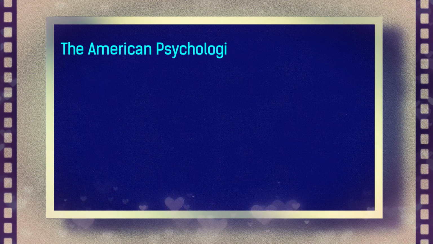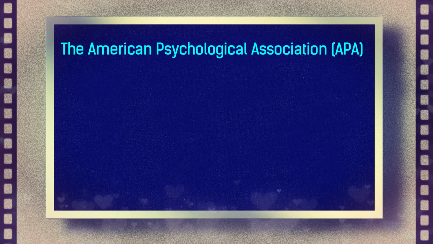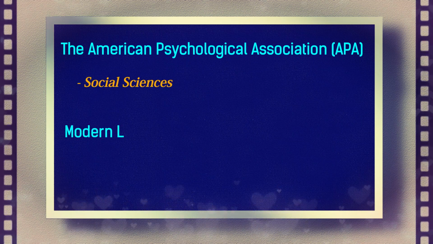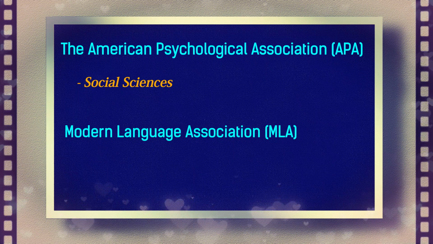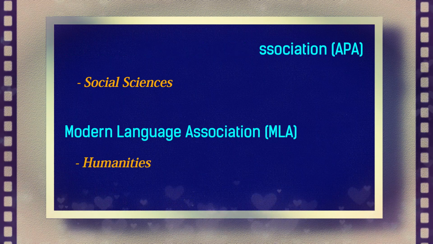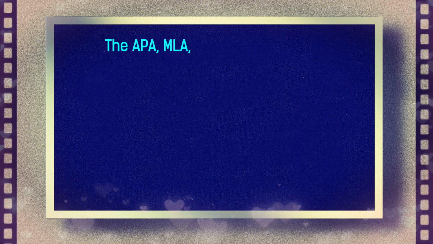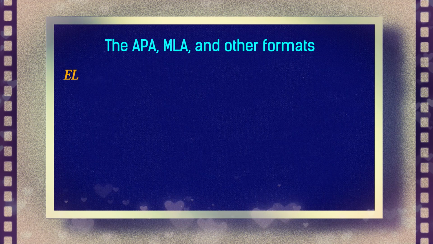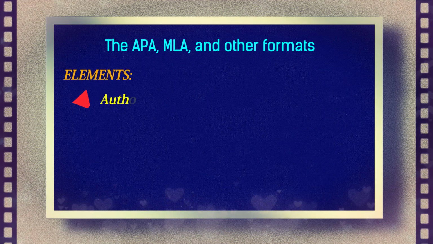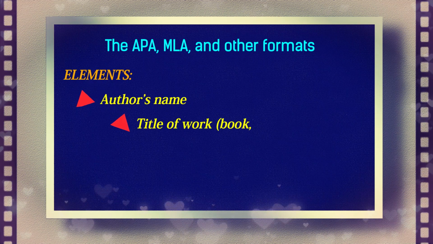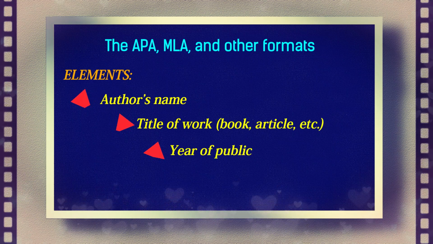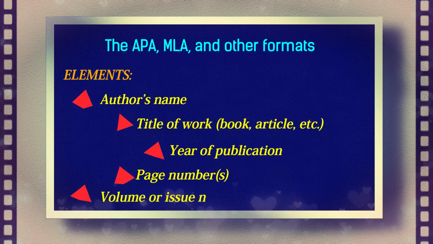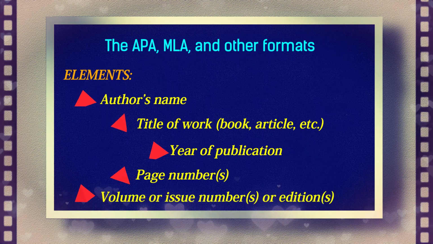The American Psychological Association, or APA, is commonly used in social sciences, while Modern Language Association, or MLA, is commonly used in humanities. The APA, MLA, and other formats you might encounter will typically contain the following elements: author's name, title of work, year of publication, page number, and volume or issue number or edition.